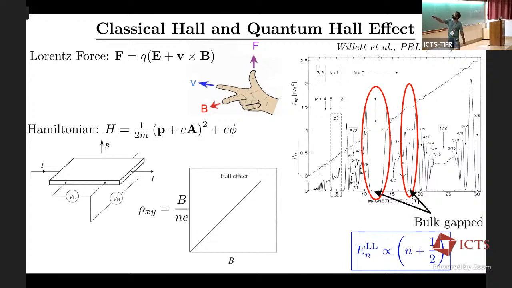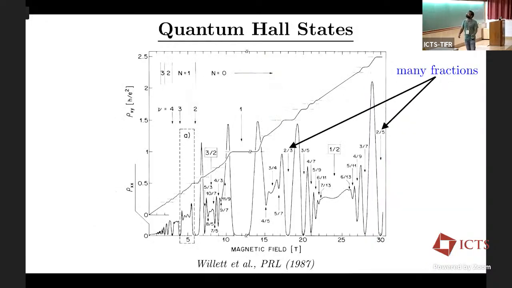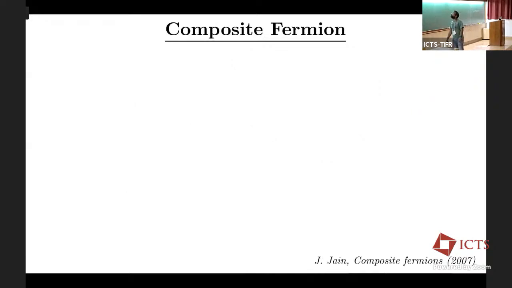Now you see the rho xx, as I said, is 0, which means the bulk is gapped. Okay, and rho xy is non-zero, which actually signifies that the edge is conducting. Okay, so there are many fractions, 2/3 being one of them, as is 2/5.